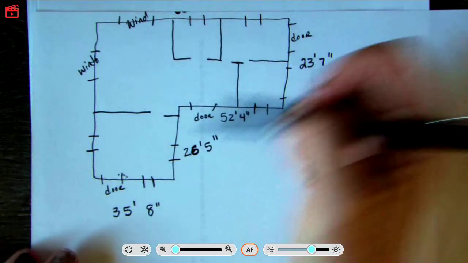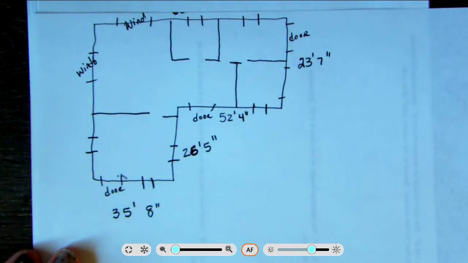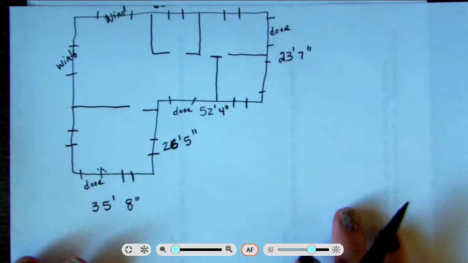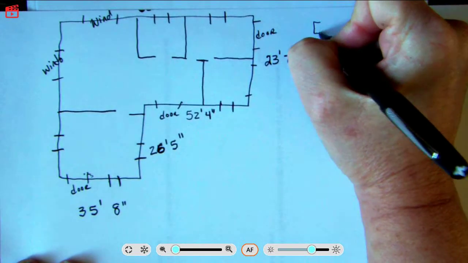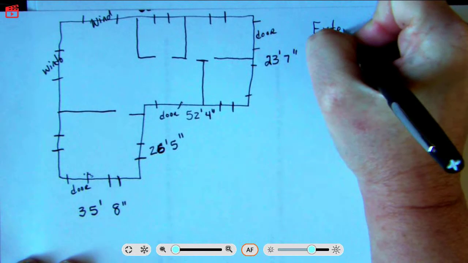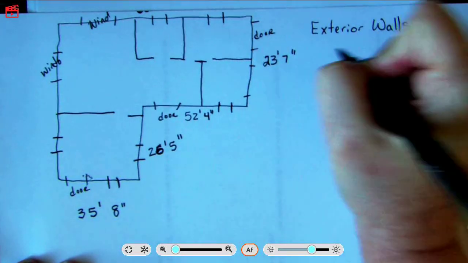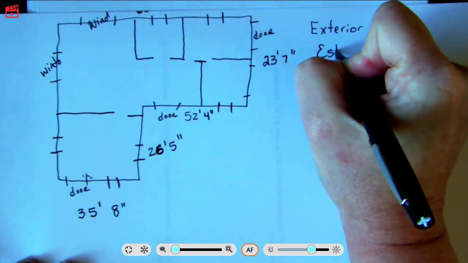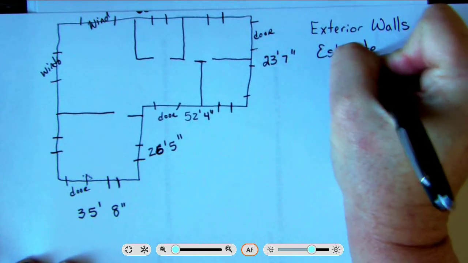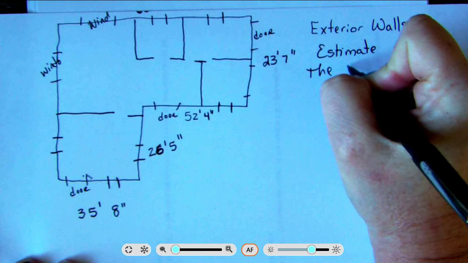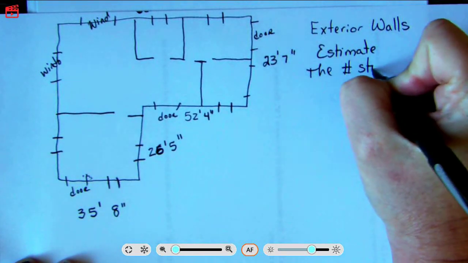So we're going to walk ourselves around this house and actually calculate the exterior walls. So exterior walls. And we're going to be estimating the number of studs needed.